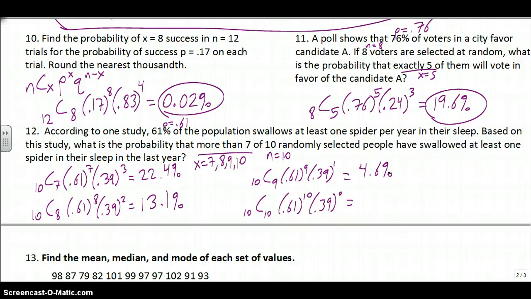This one will be 0.61 to the 10, which is 0.7%. Anyway, add them all up. 22.4 plus 13.1 plus 4.6 plus 0.7. You get a total final percent of 40.8%. That 40.8%, the more than 7 of the 10 will have swallowed at least one spider in their sleep. Okay, kind of a morbid question, but that's fine.